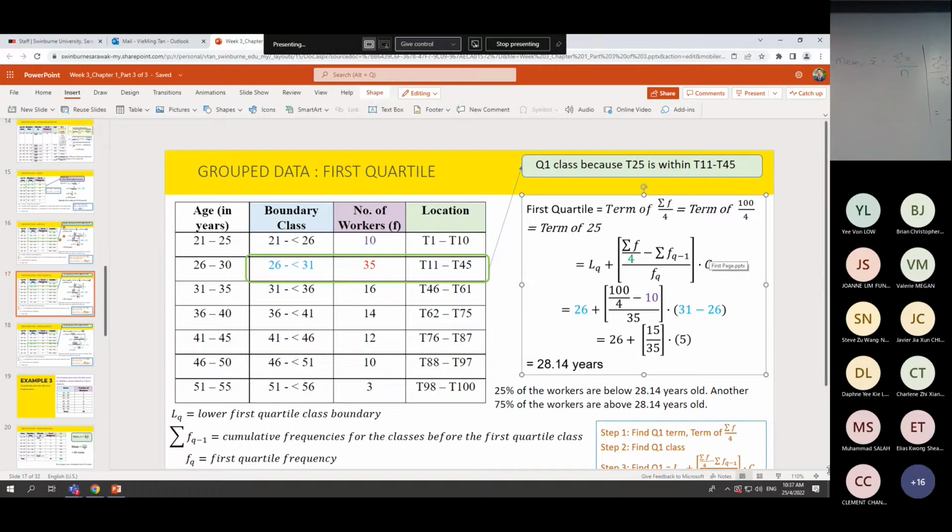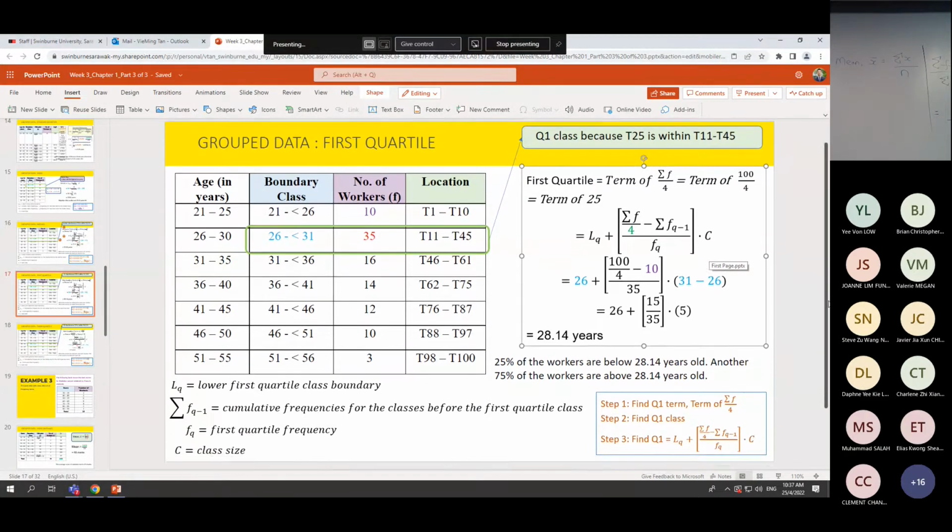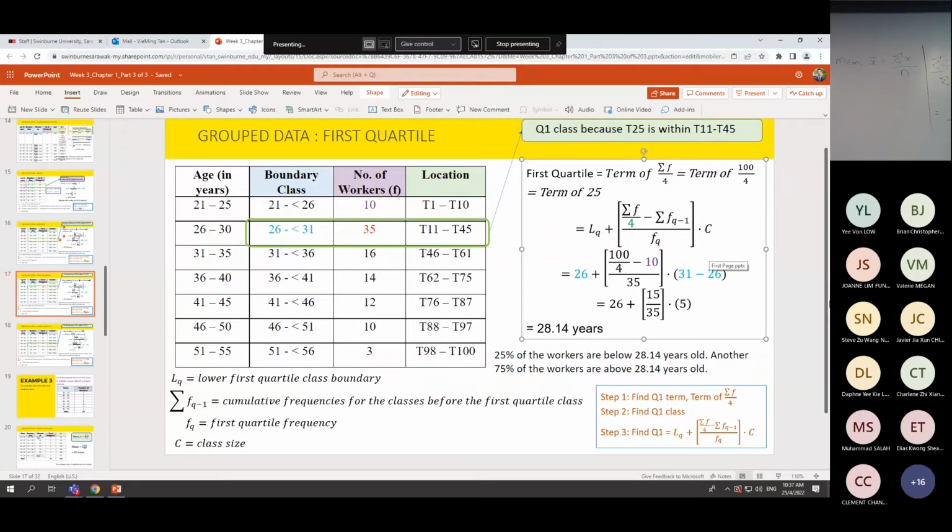So what is the meaning of 28.14? That means 25% of the workers are below 28.14 years old, and the other 75% of the workers are above 28.14 years old. Okay, that is Q1. I'll move to Q3 now.